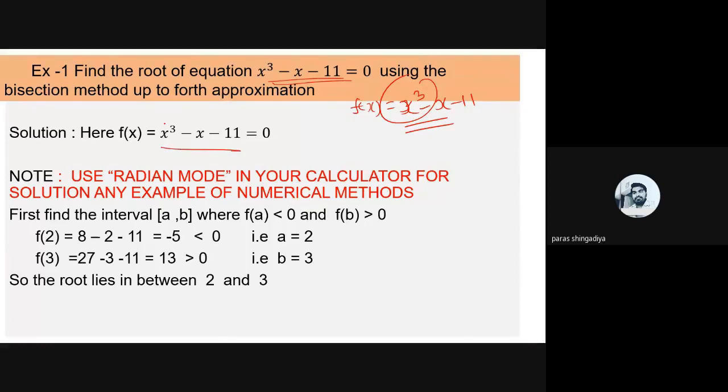f of x is given. First you have to mention it here, and now this is important for all. Use the radian mode in your scientific calculator for the solution of any example of numerical methods. And how many of you have a scientific calculator right now? In the last lecture I talked about the calculator.